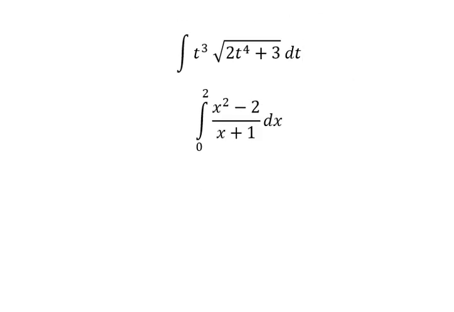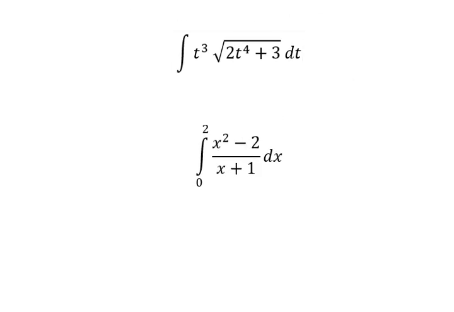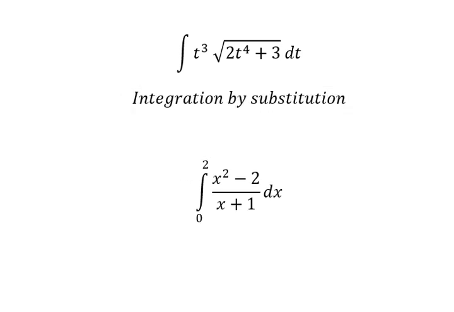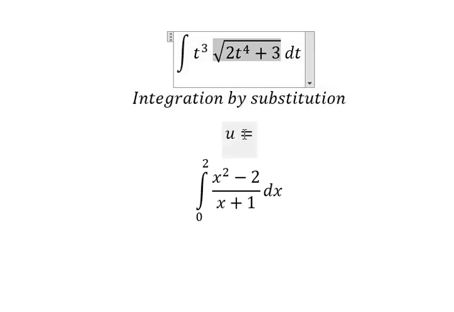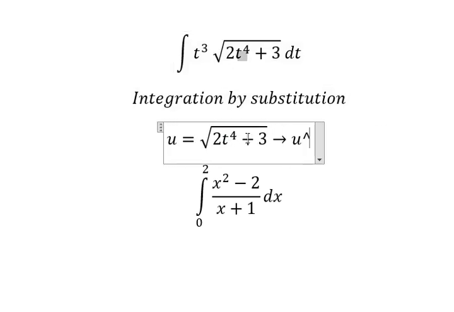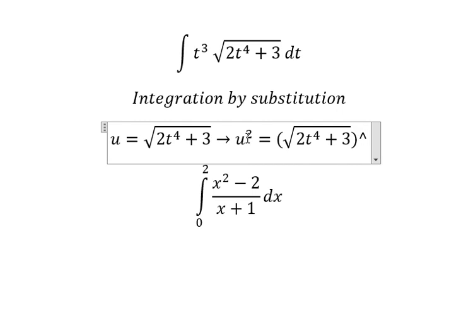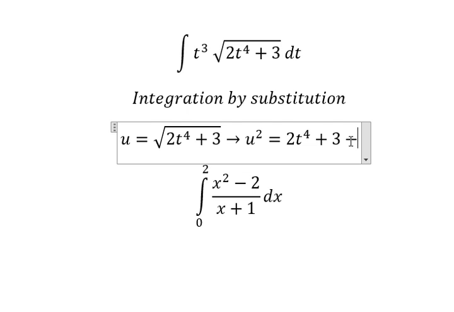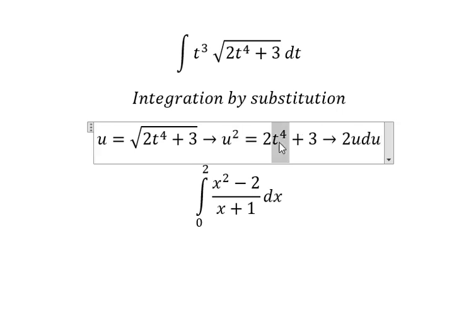Question number 2. We need to use integration by substitution. So I will put u equals to this one. Later, we put the square on both sides to cancel the square root. Next, we need to do the first derivative for both sides. This one we have 2u. This one we have 4t to the power of 3.